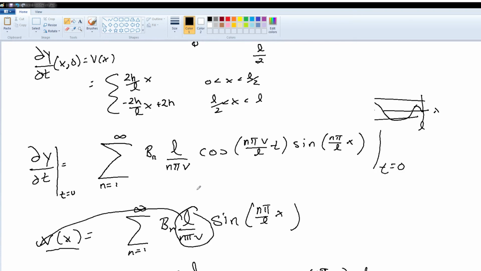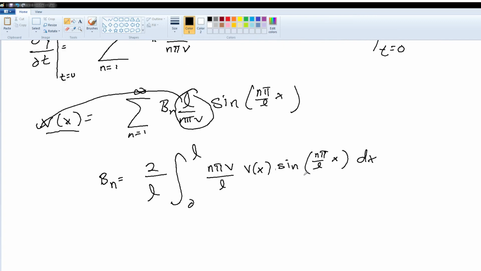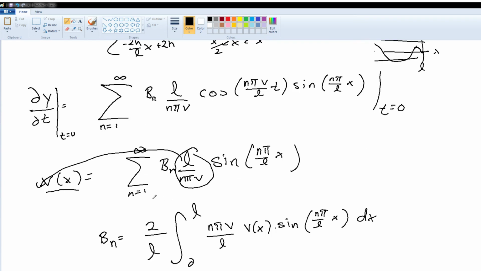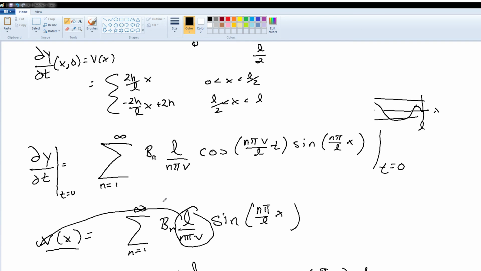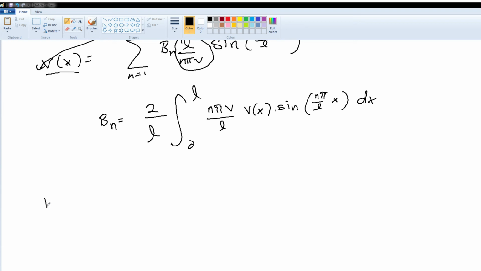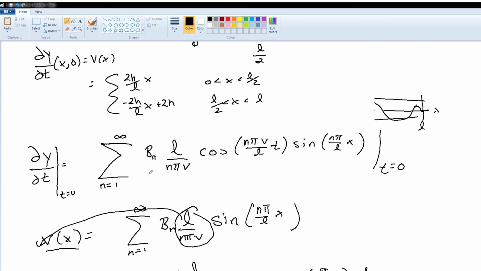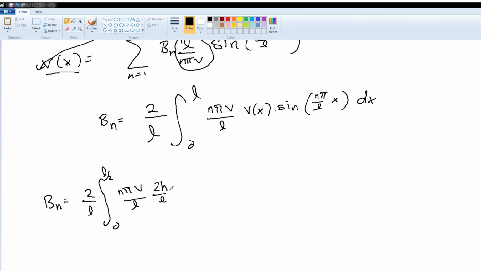It's a piecewise function. Can we take advantage of anything? Well, we would just have to integrate by parts. Let's just integrate at least one piece. Let's say we integrate from 0 to half of L, where our function v is 2h over L times x.